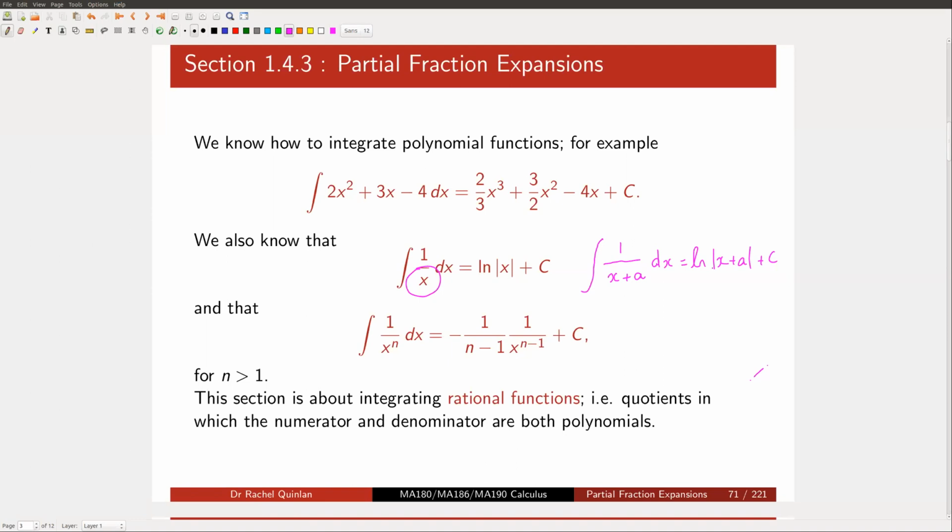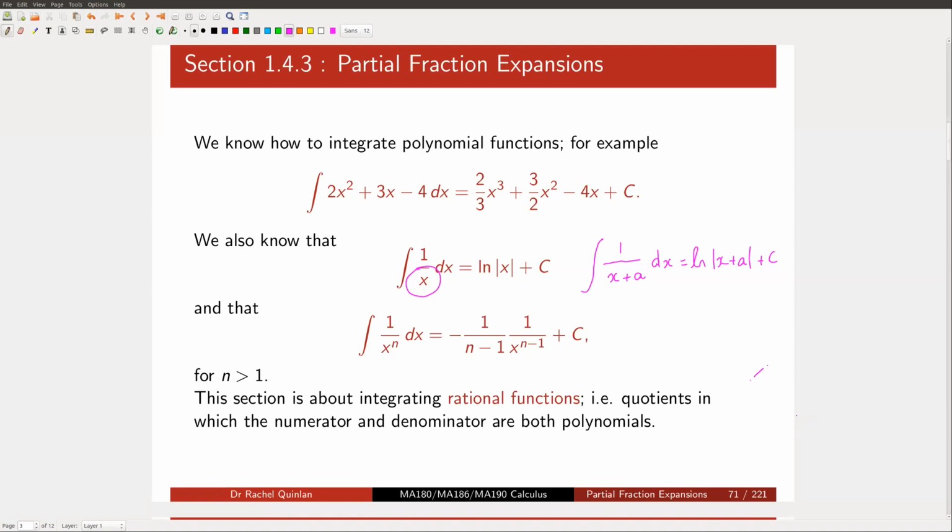And we also know that if we want to integrate something like 1 over x to the n, that's x to the power minus n. So as long as n is not 1, then it's x to the power minus n plus 1 over minus n plus 1. So this section is about integrating rational functions.